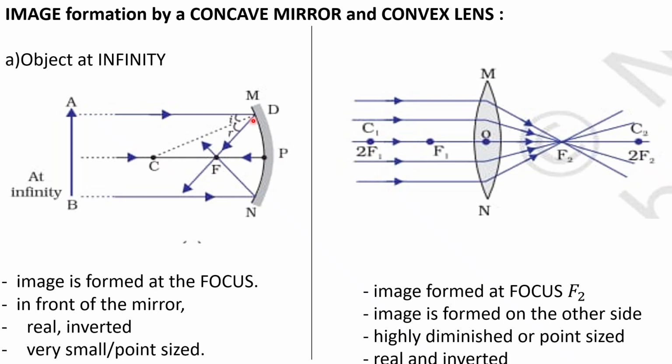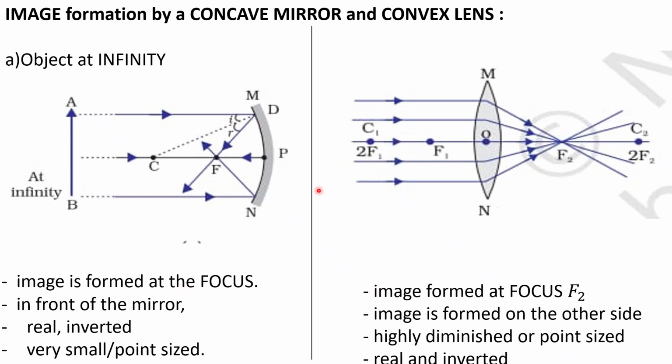So the parallel rays will converge and form the image at the focus at F. Here, in the case of a convex lens, the parallel rays that hit the convex lens will undergo refraction and will be converging and forming the image at the point F2, or at the focus. So in both the cases, the image is formed at the focus.